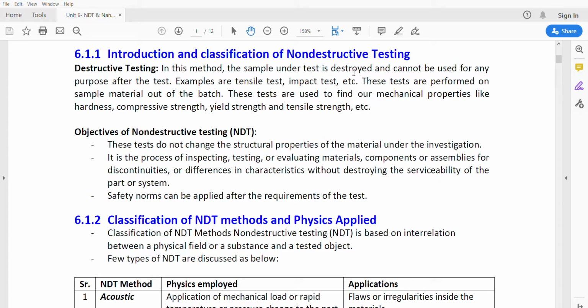So the destructive testing method is used to understand the mechanical properties of materials like hardness and the different types of strength: compressive strength, yield strength, and tensile strength. For this purpose, we need to take a sample from the group of materials and break it. We test it by particular testing methods. Those are said to be destructive testing methods. In these methods, we cannot use that sample material for manufacturing purposes.